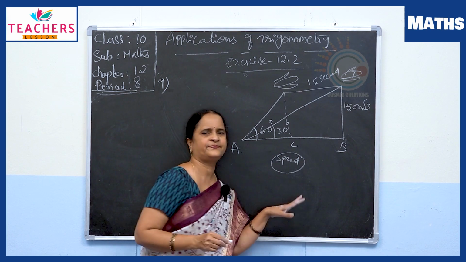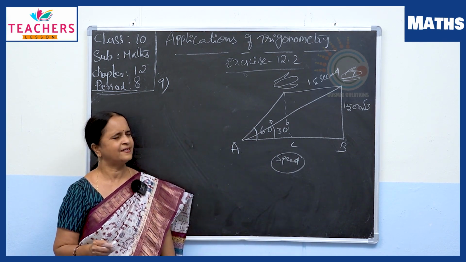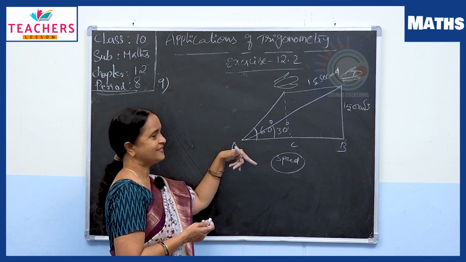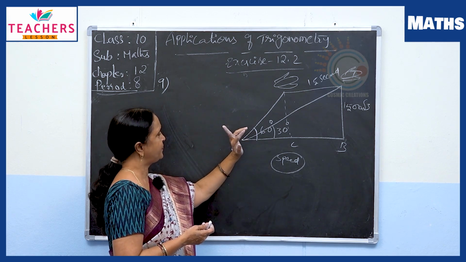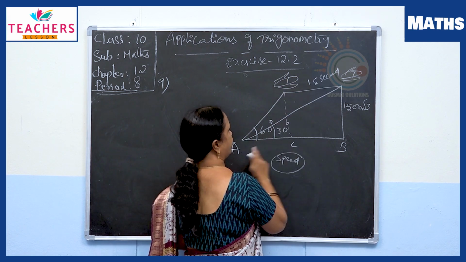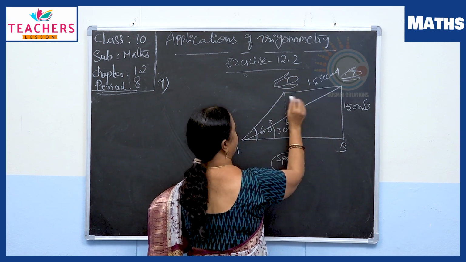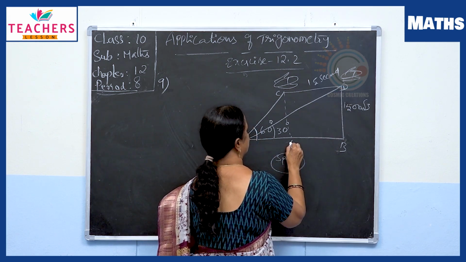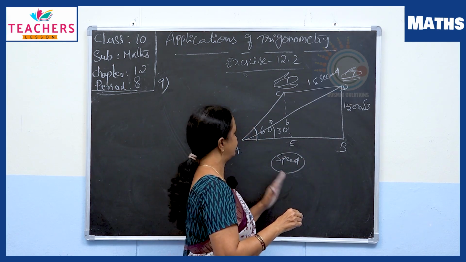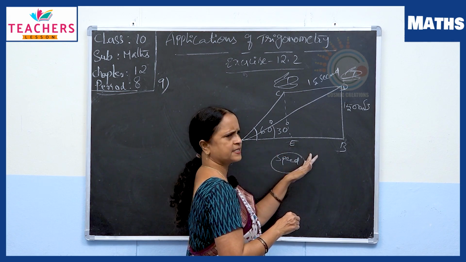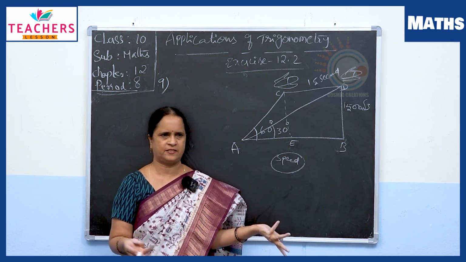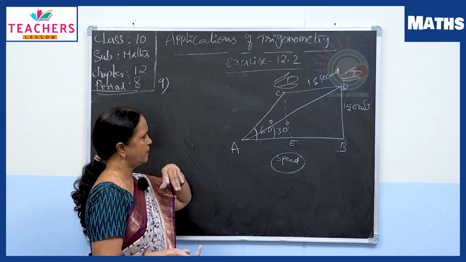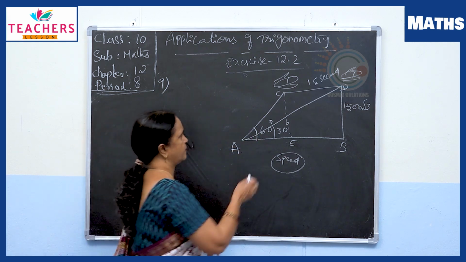Nice problem, no? Next, shall I put some names here? A, B, C, D. They did not give anything, distance, all those things we have to find ourselves. They had given only the angles of elevation. Here we can see two triangles are there.